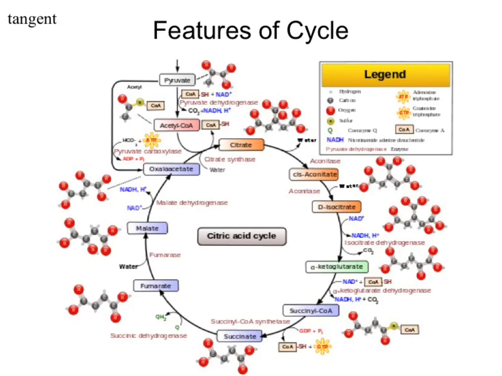The reason I mention this is just because I'm teaching biochem and the biochemists seem to think that organic chemistry doesn't show up. So here's a nice little tangent. Anybody recognize this? Yeah, it's the Krebs cycle.